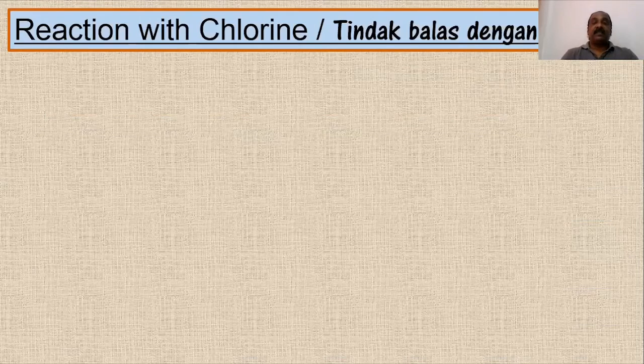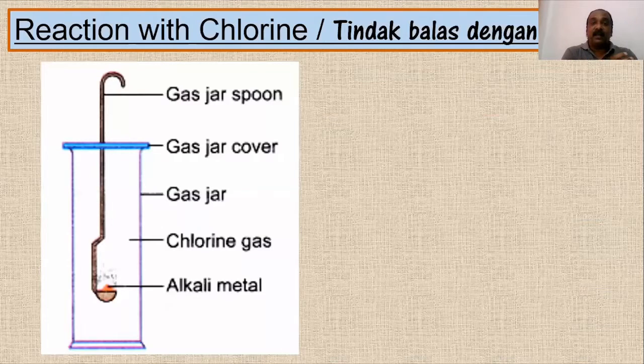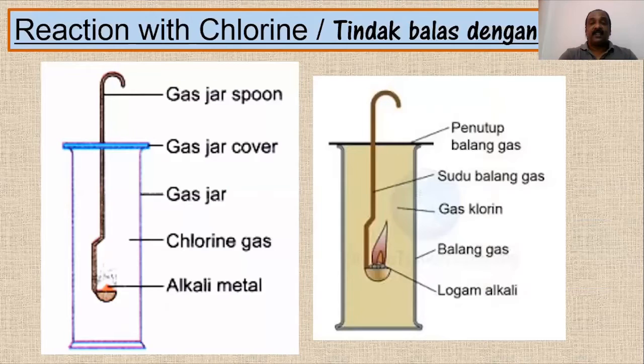Okay, now cara yang sama, bakar logam tersebut di luar dan masukkan ke dalam balang gas yang mengandungi gas chlorine. Right, so this is a BM and an English diagram lah. So satu dalam bahasa Inggeris, satu dalam bahasa Melayu. Alright, so same thing. Tengok apa letak dalam balang gas yang ada gas chlorine. Observe the flame. Adakah nyalaan lebih cergas, or remain the same, or malap sedikit? That's what we're going to see.